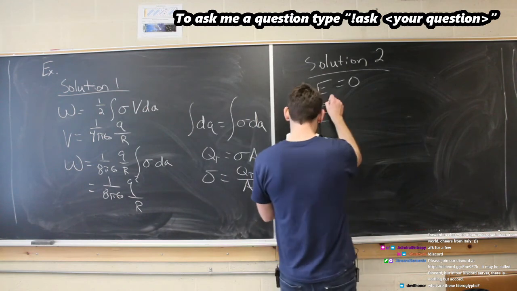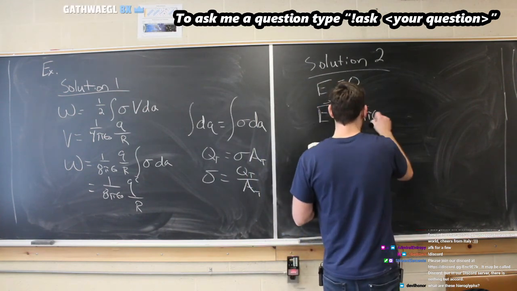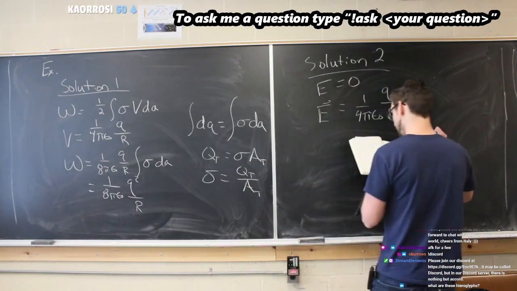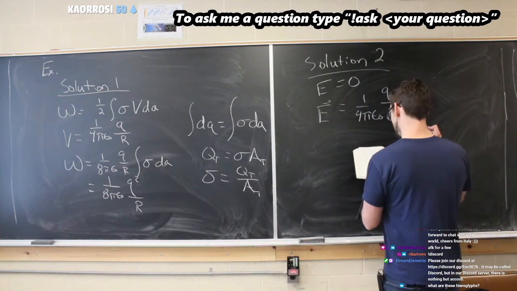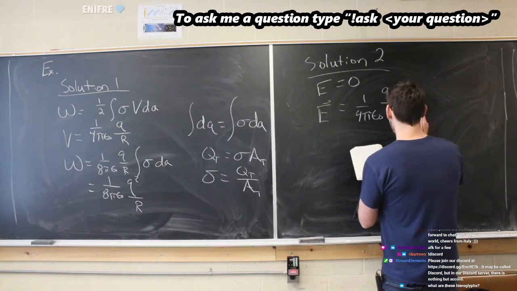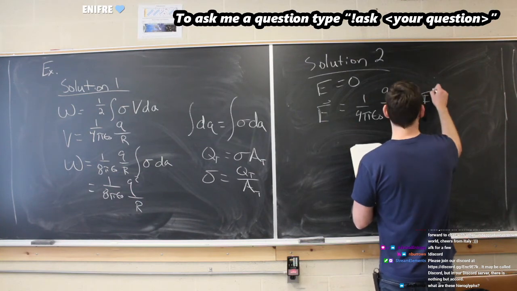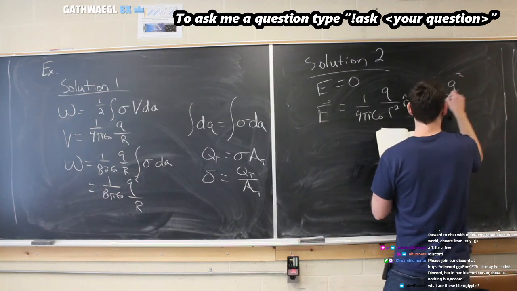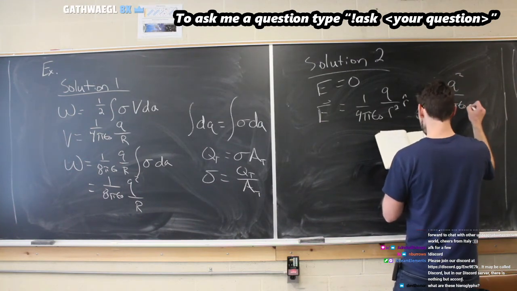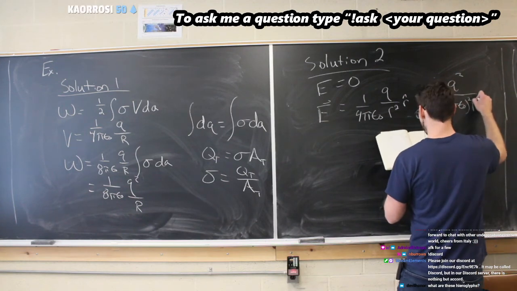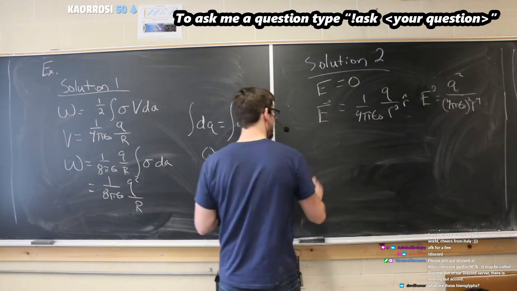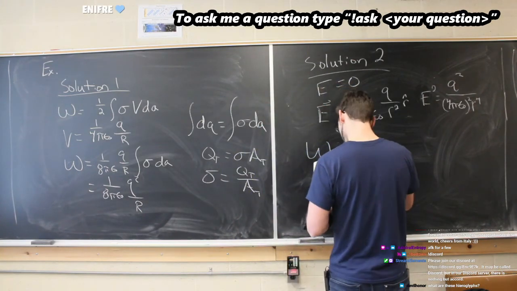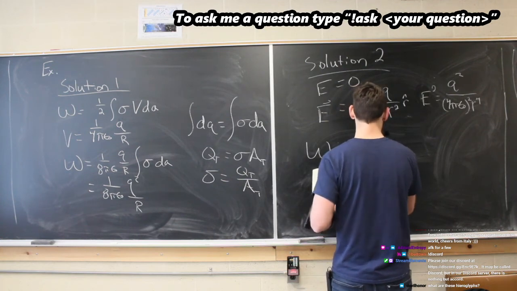So if the electric field on the outside is 1 over 4 pi epsilon naught Q over R squared R hat, this is the approach where we talk about the electric field and use that work integral that we had before. Now if we just take E squared, it is going to equal Q squared over 4 pi epsilon naught quantity squared times R to the 4th. Now our work total is going to equal epsilon naught times 2 times quantity 4 pi epsilon squared.